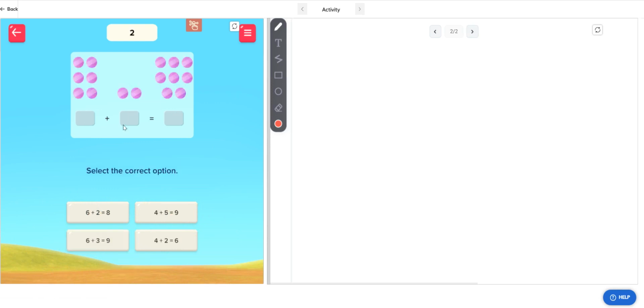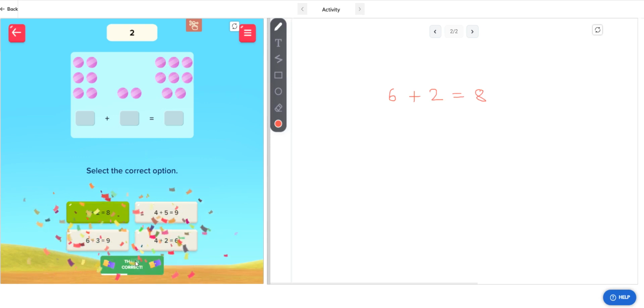Let's give a try to the next one. Again, the plus sign is used, that means addition, right? 1, 2, 3, 4, 5, 6. So I write 6 plus 2 equals how much? 1, 2, 3, 4, 5, 6, 7 and 8. So 6 plus 2 is equal to how many marbles in total? 8 marbles. See, awesome work you guys.